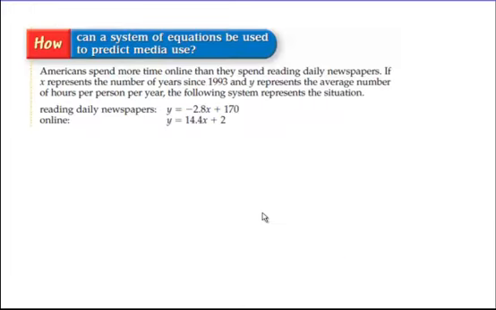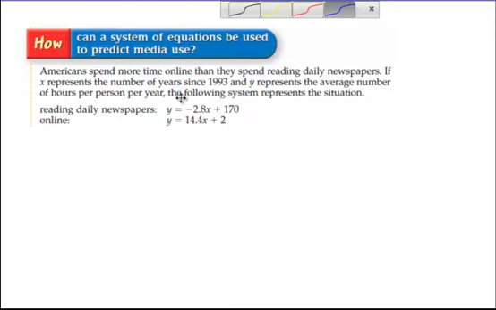Alright, now I'm not sure why, but for some reason this problem is always a stumper. And I'm going to try and help you so that that doesn't become a stumper for you. First thing we'll do is kind of read through the problem and see what's going on. So Americans spend more time online than they spend reading daily newspapers. Well, that's probably true by now. If X represents the number of years since 1993 and Y represents the average number of hours per person per year, the following system represents the situation.